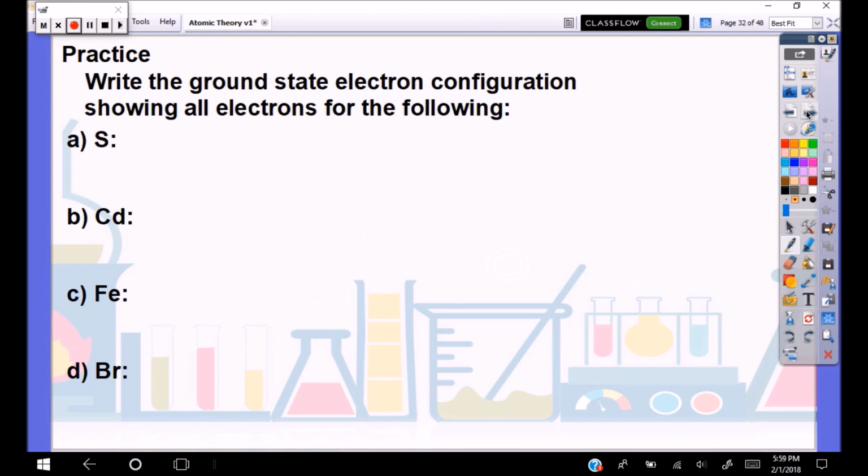Okay. Practice writing the ground state configuration for the following. Please enter them one at a time on Play Pause. So A for sulfur. Cadmium, Cd. Iron, Fe. Bromine, Br. Okay. If you use the shorthand, that is okay. Sweet.